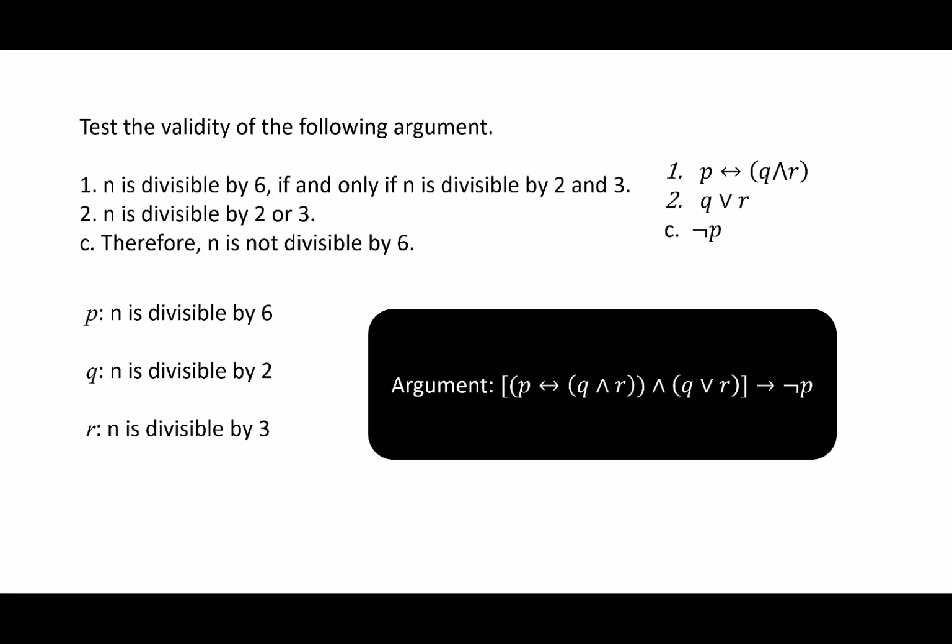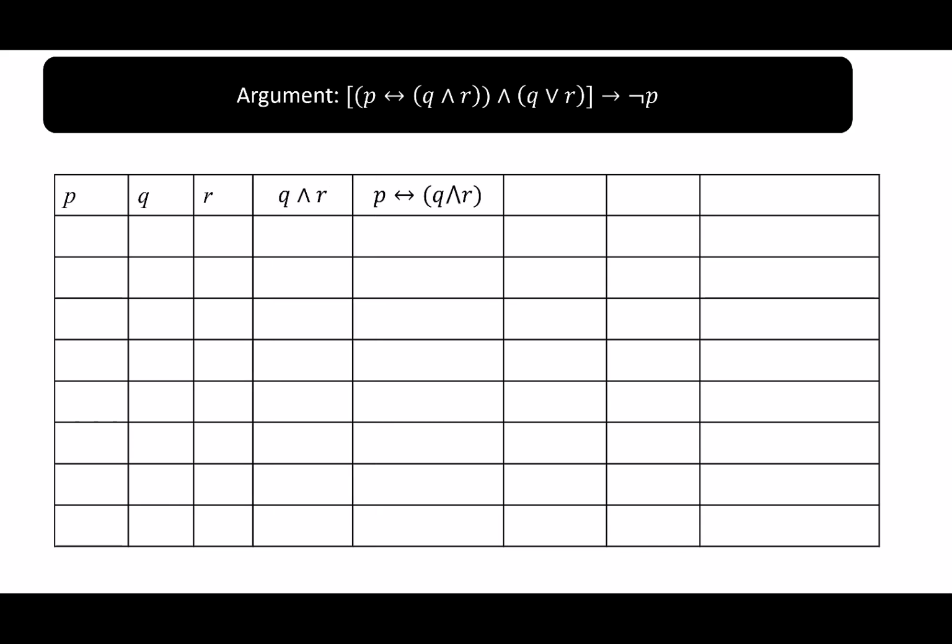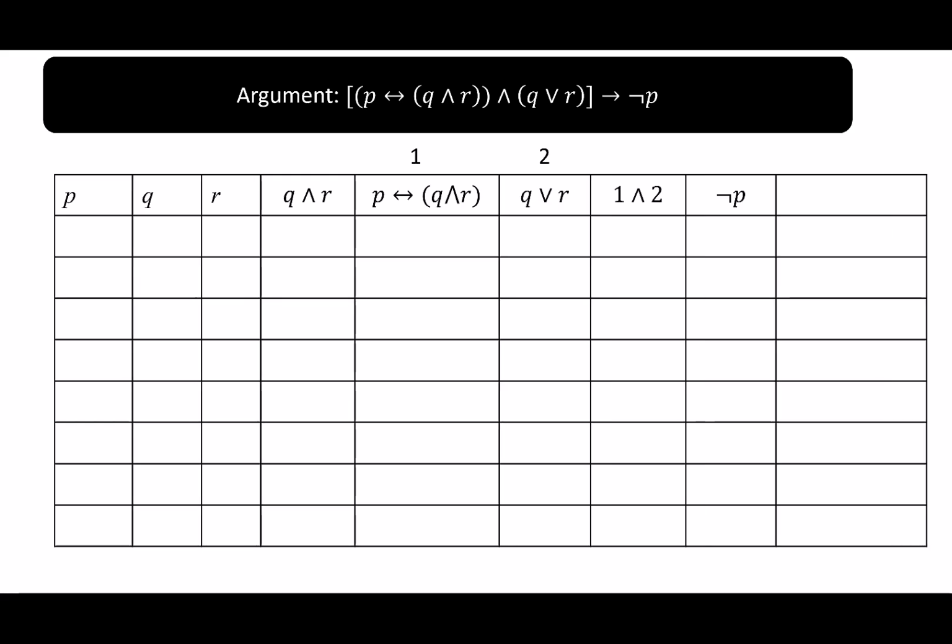This is going to be a big truth table. We have our basic statements P, Q, and R. We need to put together Q and R, then we need to connect those to P with the double arrow. I'm going to label that with a 1 because it's our first premise. Our second premise is Q or R. I'm going to put a 2 on top of that. We need to put those 2 together with and. I'm going to call that 1 and 2. Then our conclusion is not P. Our final step puts the premises together with the conclusion, so I have 1 and 2 implies C.